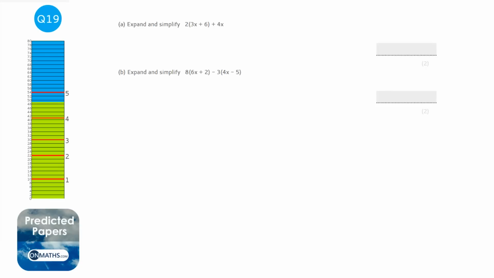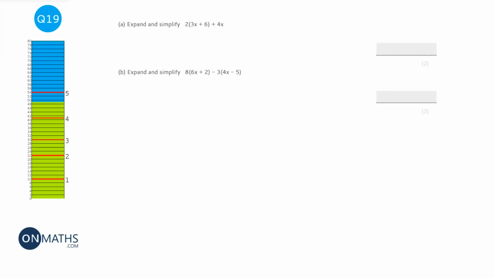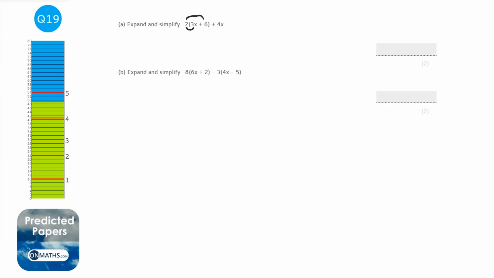Okay, there's more than one way to expand and simplify a single bracket. You're essentially doing the same thing, but some of you might want to draw grids or do it in a different way. I always just use smiles and rainbows, so I create a smile between the 2 and the 3x, and a rainbow between the 2 and the 6, and I put a little times sign there to remind me to times it. Just put a notch through the bracket.